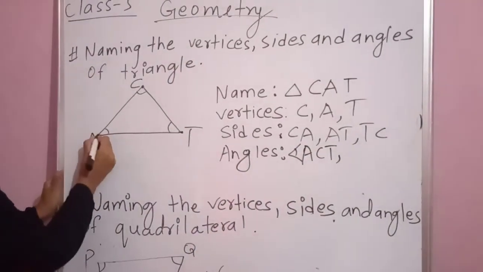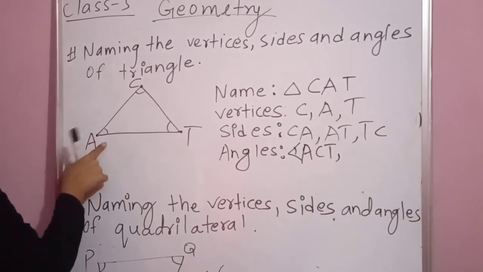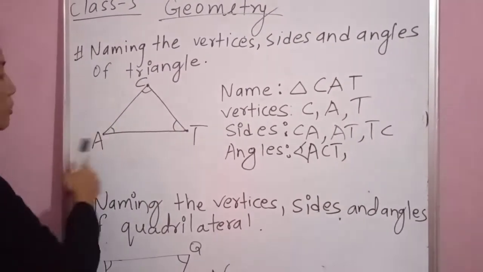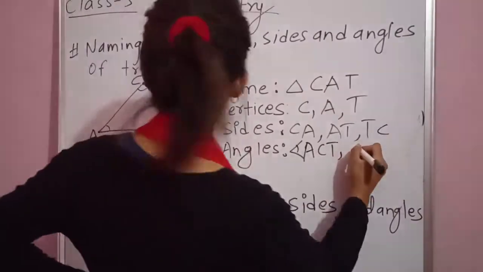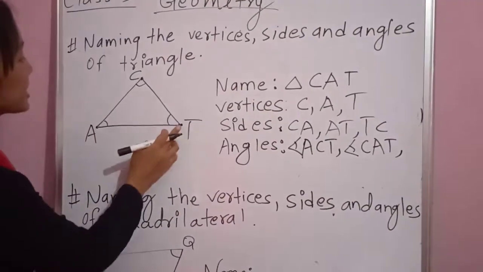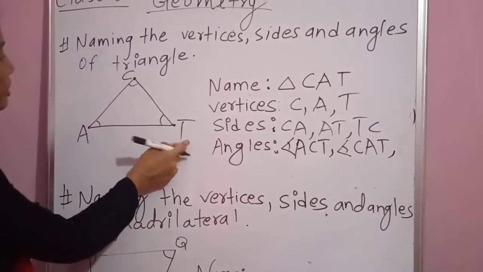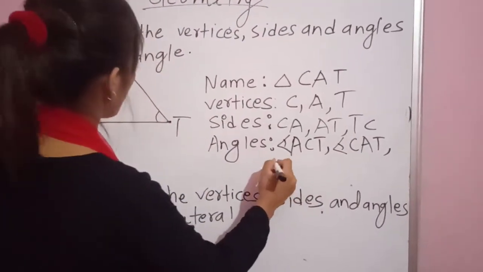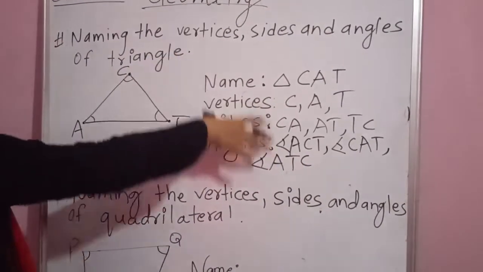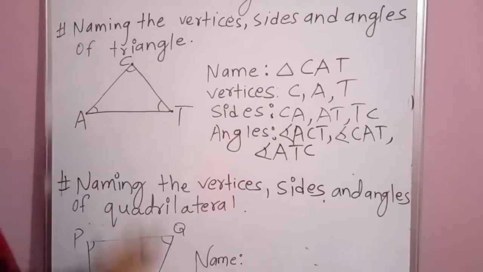After that, when you write the name of this angle, you know this is the point where these two line segments meet, isn't it? And this point is named A. So A should be in the middle while writing the name of this angle. So that angle is CAT. Likewise, the last angle is made at the point T, so T should be in the middle. So the last angle name is angle ATC. So this is the method to name the vertices, sides and angles of the triangle given on the board.